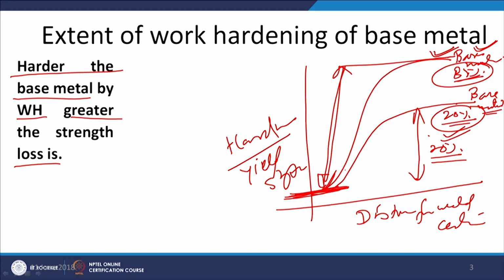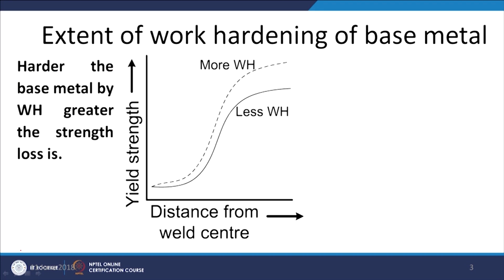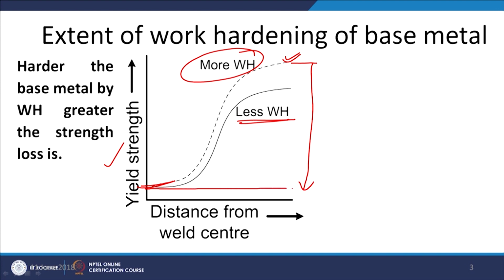Now we will see this with this schematic. The metal subjected to greater strengthening through more work hardening will of course have the greater yield strength as base metal, but after welding, it will have approximately similar yield strength as that of the one which has been less work hardened. So the one which has been more work hardened will experience the greater strength loss as compared to the one which has been less work hardened.